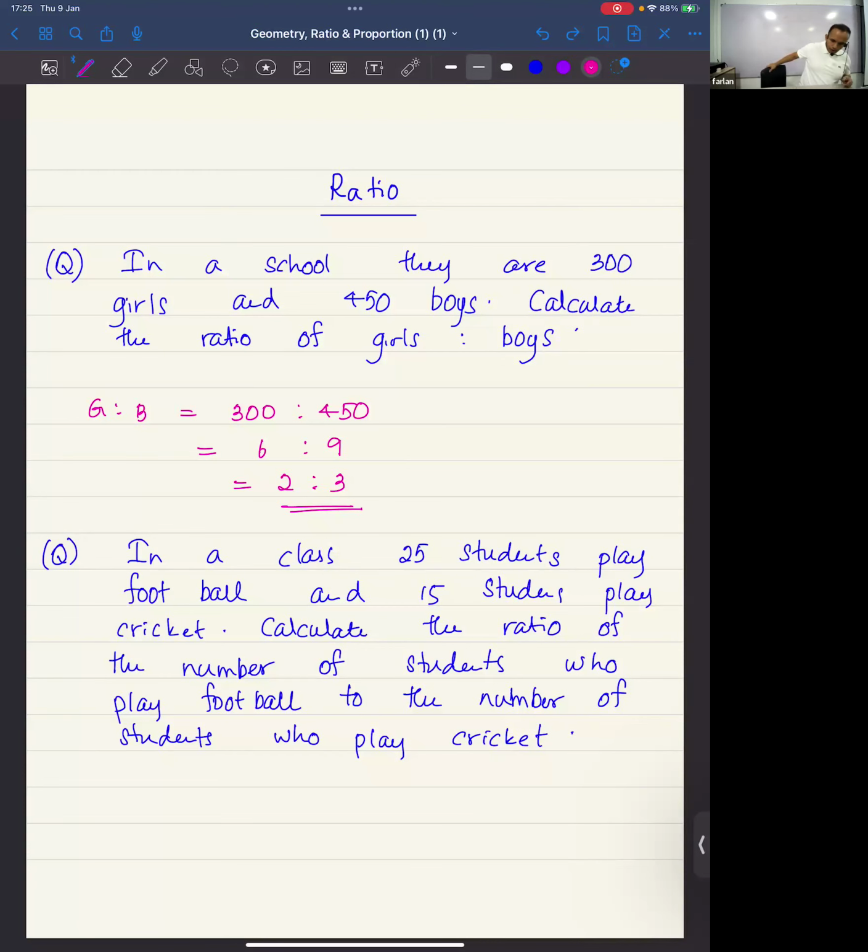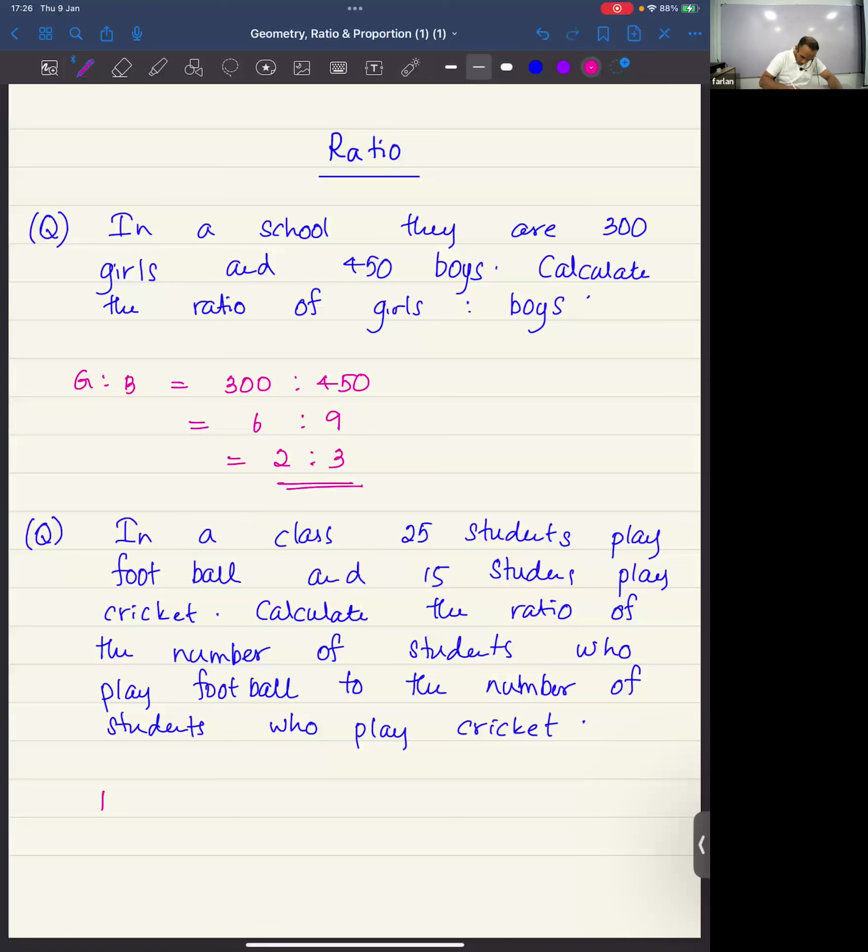They're asking to calculate the ratio of the number of students who play football to the number of students who play cricket. Football to cricket ratio. How many play football? 25. So it is 25:15. Both sides we can divide by 5. 25 divided by 5 is 5, 15 divided by 5 is 3. So 5:3. Is that okay?